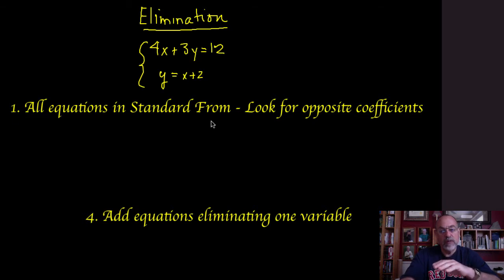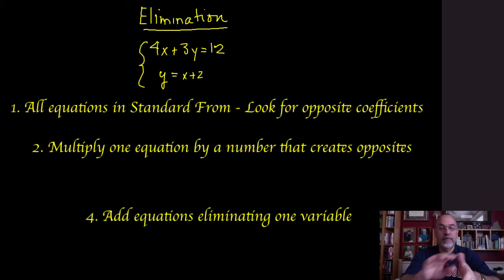Let's say we look for opposite coefficients and we don't have opposite coefficients. Well, then what we're going to need to do is look and see if we can multiply one equation by a number that's going to create opposites. Again, we'll do some examples here so you see that. But if we can, we'll multiply that equation by that one number, and that means we multiply every term in the equation by that number, which will give us opposites, which means we can then go to step 4, which is adding those equations together and thus eliminating the variable that now has opposites.